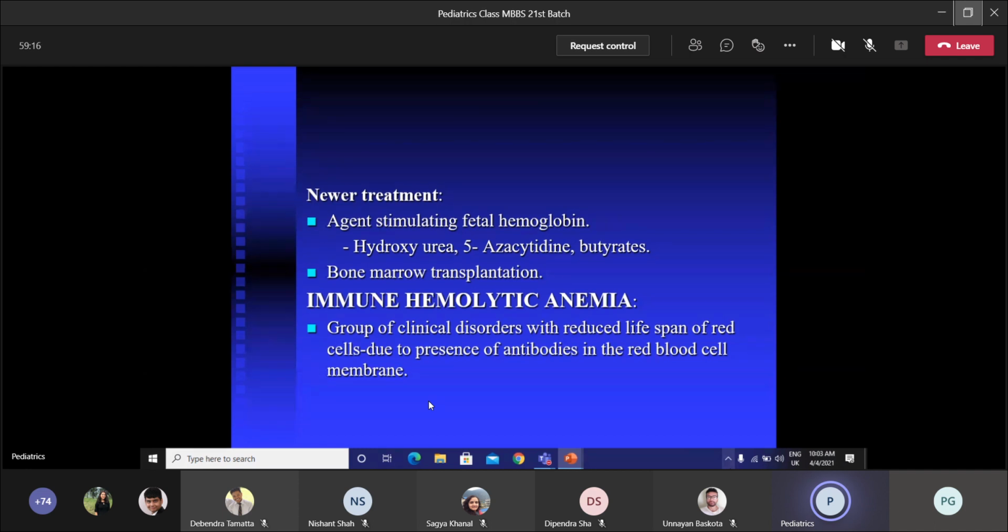Now the last one is immune hemolytic anemia. A group of clinical disorders with reduced lifespan of RBC due to presence of antibodies on the red blood cell membrane. Immune hemolytic anemia basically occurs due to reduced lifespan of the RBC, where antibodies are present on the red blood cells. Classified into isoimmune, Rh-ABO incompatibility, and autoimmune varieties, and autoimmune hemolytic anemia.